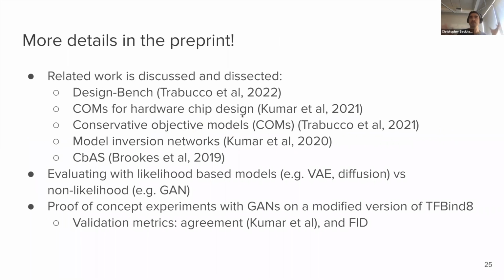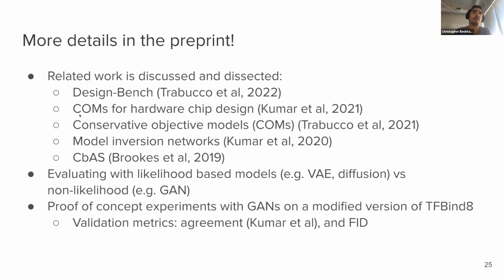Anyways, I haven't talked so much about related work, but I will say that in the preprint, I do relate this to a lot of other papers. Our evaluation builds upon design bench, but it's also incompatible with it, because design bench doesn't actually give you a validation set. But it is a framework that our code is built on top of.